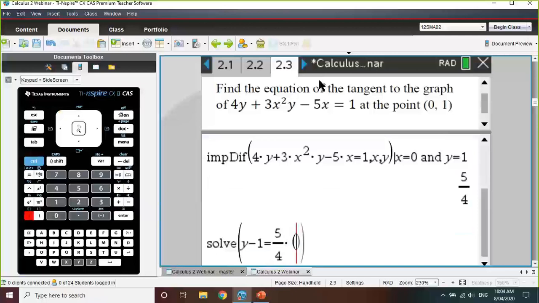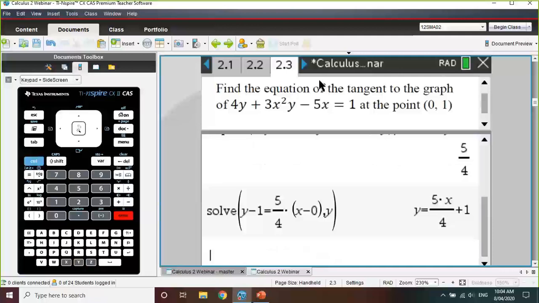times bracket x minus 0. And we want to try and rearrange this and solve for y, so we get y by itself. And if we do that, we get the equation of our line at the point (0, 1). That's just a neat little way of finding the equation of a straight line given a gradient and a point.